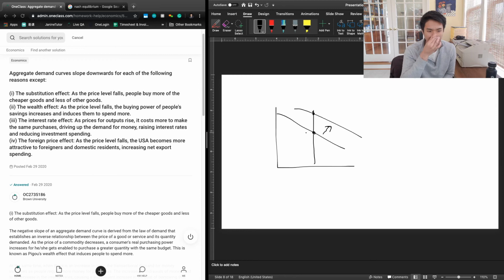And finally, the foreign price effect. As the price level falls, the U.S. becomes more attractive to foreigners and domestic residents, increasing that export spending. That is, again, another really accurate reason for why the aggregate demand curve will be downward sloping.